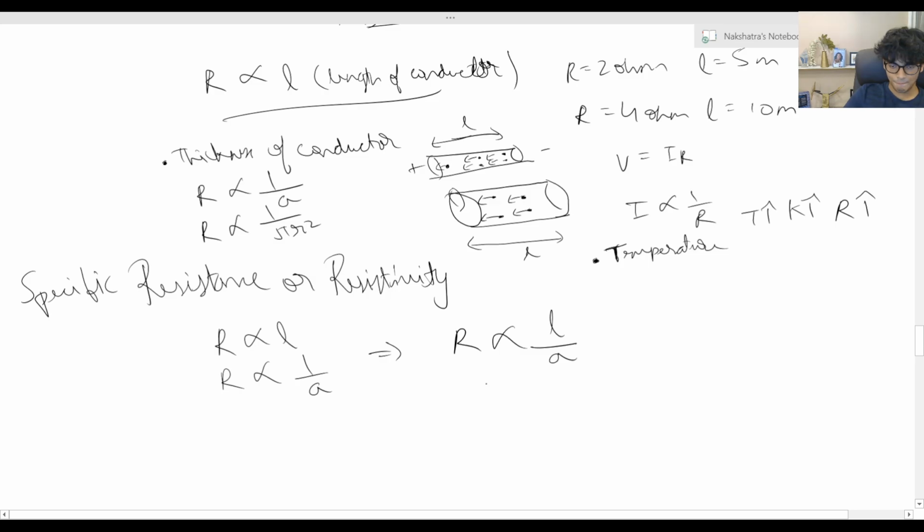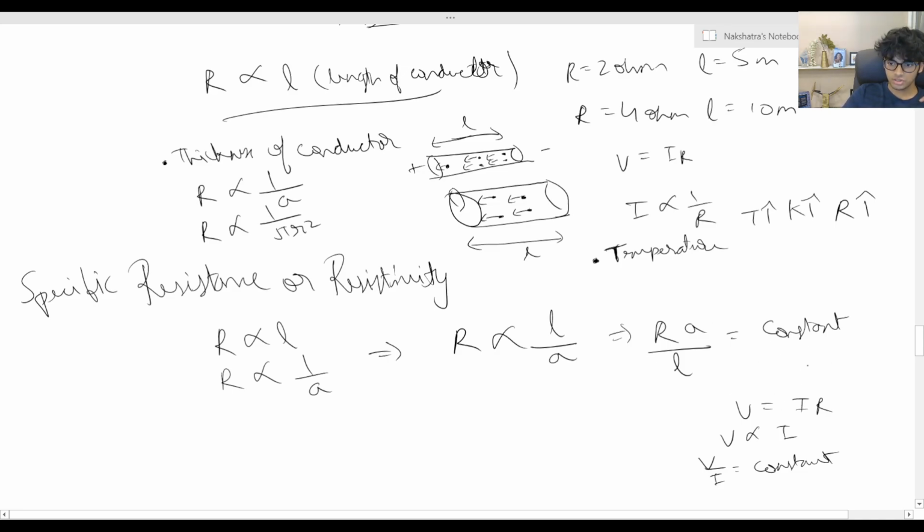Now again, like I said, if we reverse this, right, we can say that R A upon L is equal to a constant. जैसे हमने V is equal to IR में किया था, है ना. V is equal to IR कैसे आया? V is proportional to I, so V upon I is constant, है ना. तो यहाँ पे भी इसको उल्टा करके इस तरफ लेके R A upon L is equal to a constant.